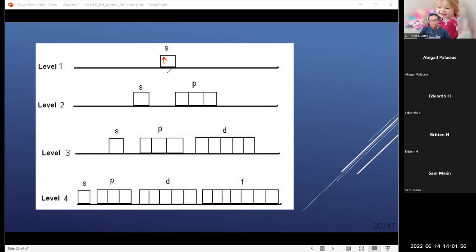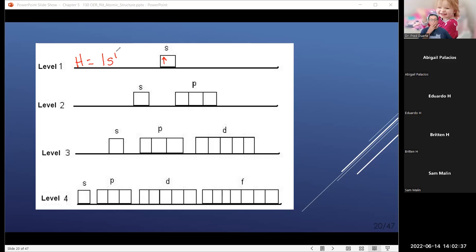If I needed to write the electron configuration for hydrogen, I would say 1, because it's the first period. And then S, because hydrogen is in that first column, which I said to think of as the S elements. And it's only got one electron, so I write S with a superscript. That superscript represents that one electron. So that would be the electron configuration for hydrogen.